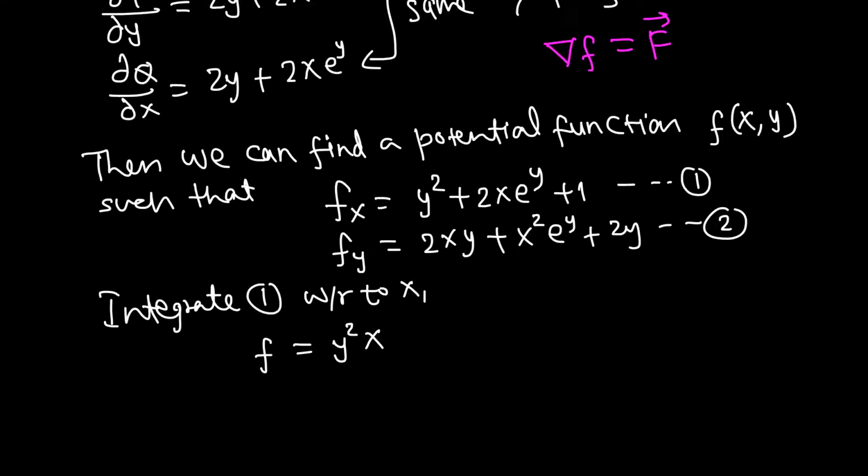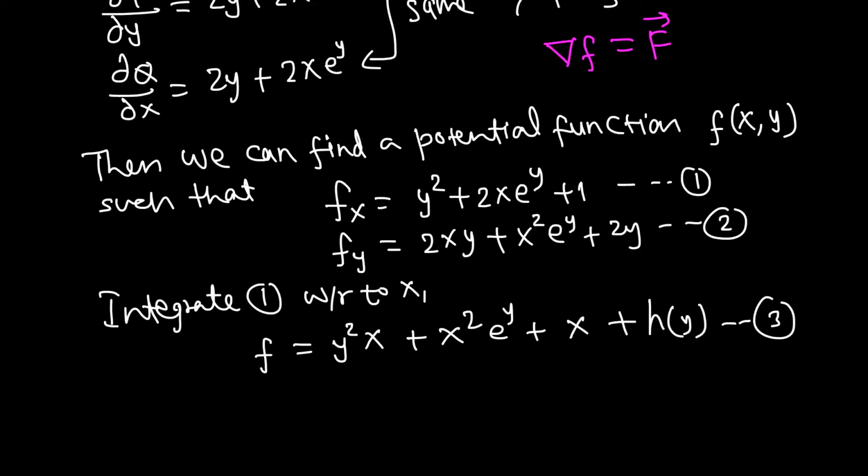Plus the antiderivative with respect to x of 2x e^y. e^y is constant, and the antiderivative of 2x is x squared, because 2 times x squared over 2 is just x squared, so x squared e^y, plus the antiderivative of 1, which is just x, and we get a constant. But that constant could be a function of y, not only a number like -5 or 10, because we were integrating with respect to x. This is equation 3. We are almost done, but we need to figure out what h is.